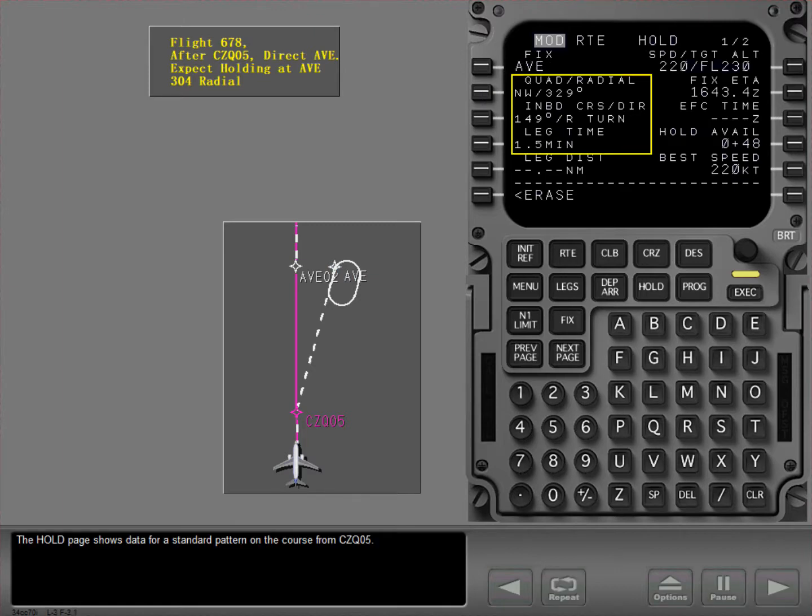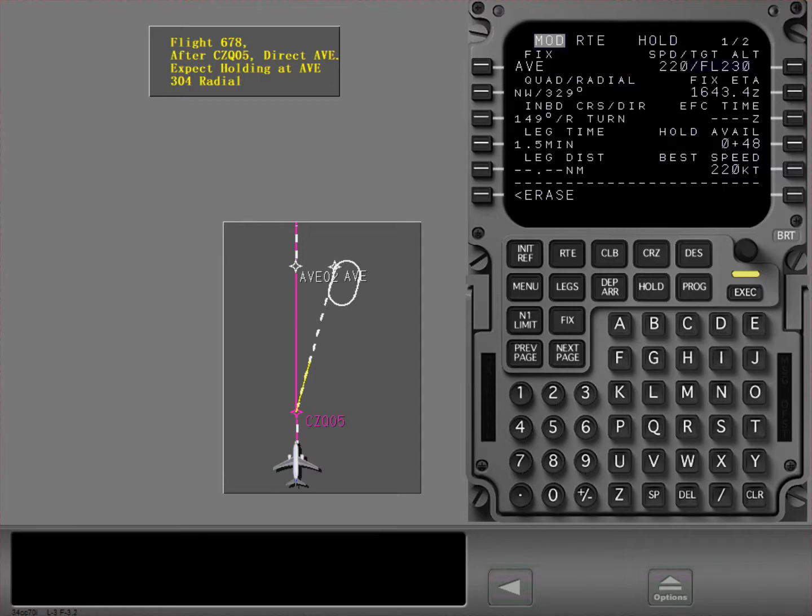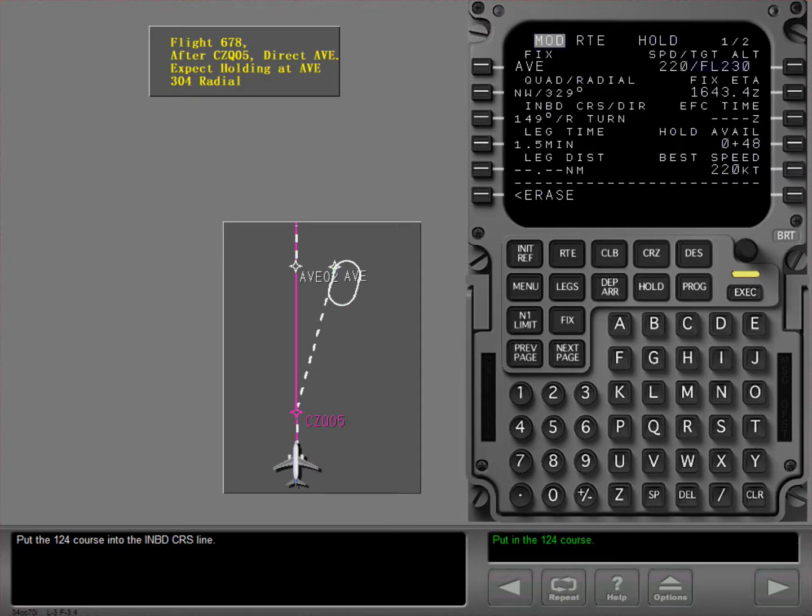The hold page shows data for a standard pattern on the course from CZQ-05. The FMC uses the flight plan course when there is no published holding pattern. Your clearance is to hold on the 304-degree radial. Put the 124-degree course into the inbound course line. Execute.